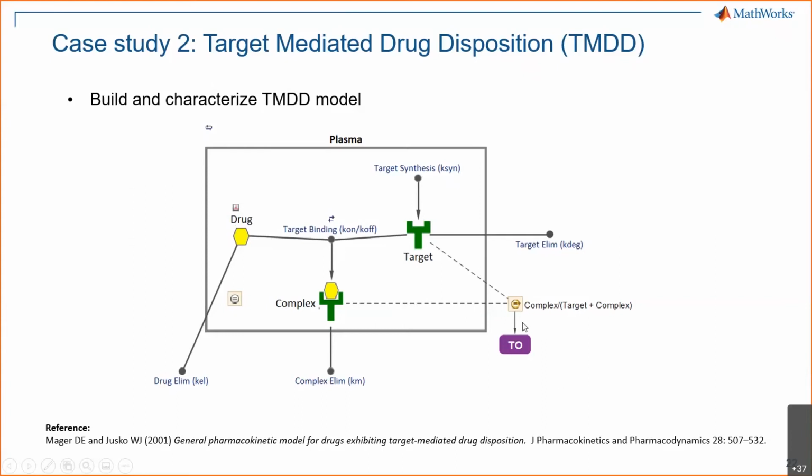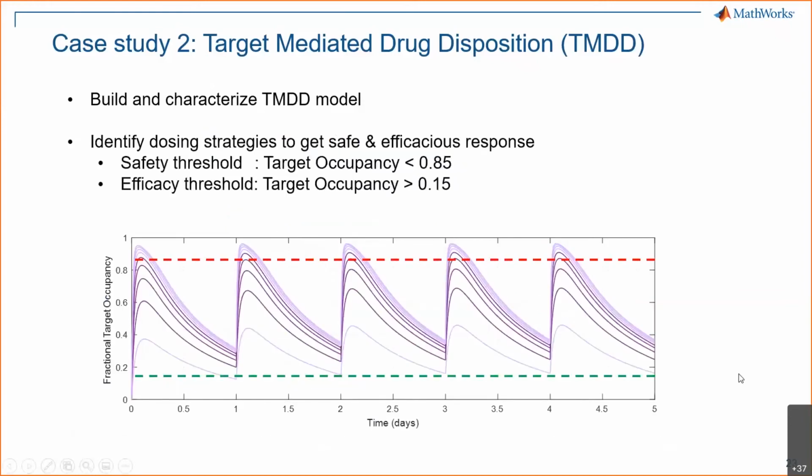There is also a variable called target occupancy. That is the percentage of the target that has been bound to the drug. And this is what we're looking at. This is our observable, so to say. So what we like to do is find a daily dosing amount.